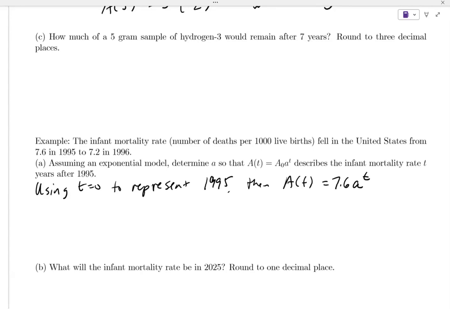So what equation are we going to set up here? Good. Exactly right. So this tells us that when we plug in 1, we're supposed to get out 7.2. When we plug in 1, we get 7.6 a to the first power equals 7.2. Can we solve that for a pretty easily? Just divide, right?